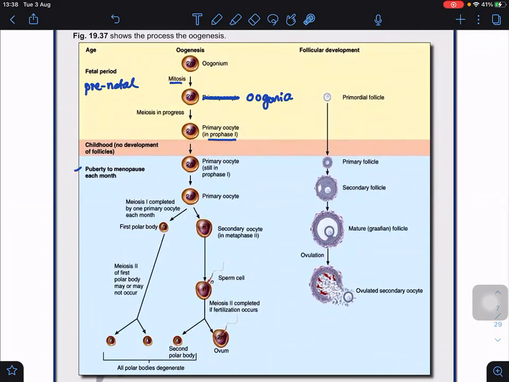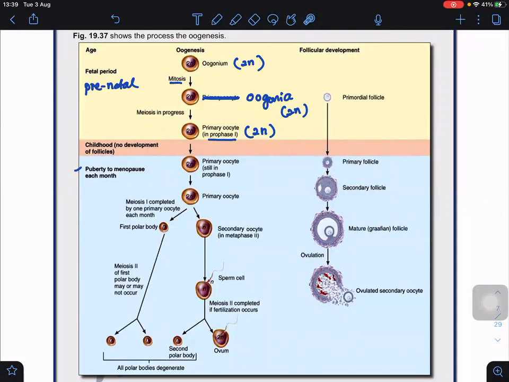So first, for female, this process starts during the fetal period, where you can see that the oogonium carries out mitosis to form more oogonia, and these oogonia will continue the meiosis process but stop at prophase 1. Because the meiosis process has taken place already, we term this cell the primary oocyte. If I put it here, oogonia is 2n, then primary oocyte is also 2n.